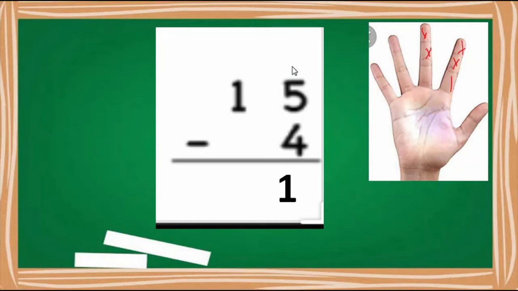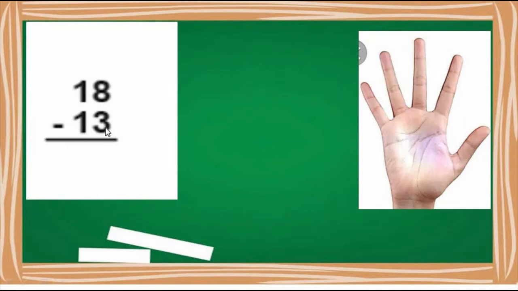After finishing the 1's column, move on to the 10's column. So 1 minus 0 is equal to 1. We can say that the difference between 15 and 4 is equal to 11.